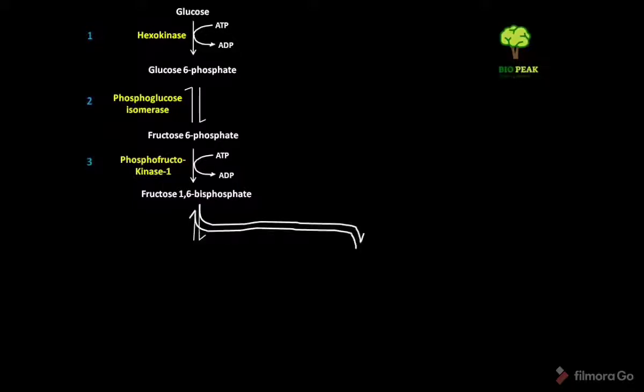The fructose 6-phosphate then irreversibly forms fructose 1,6-bisphosphate. In this reaction, 1 ATP forms 1 ADP. This step is named step 3 and is catalyzed by phosphofructokinase 1. Then the fructose 1,6-bisphosphate reversibly forms a molecule of glyceraldehyde 3-phosphate and a molecule of dihydroxyacetone phosphate. This step is named step 4 and is catalyzed by aldolase.